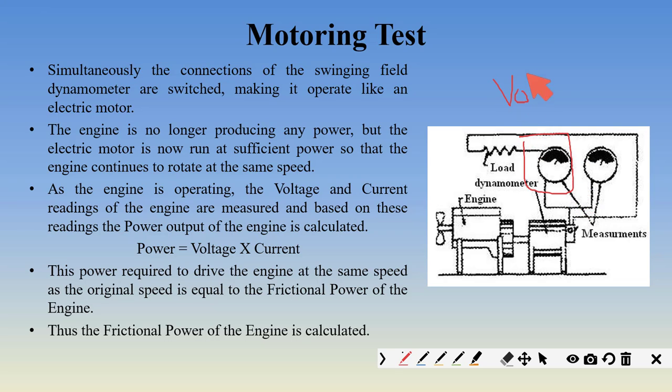This is your voltmeter and this one is your ammeter. So using the ammeter, we are measuring the current. Using the voltmeter, we are measuring the voltage, and voltage into current is the electric power, right? This electric power is equal to the frictional power of the engine.